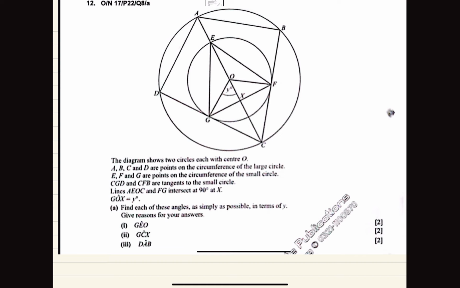So this diagram shows two circles, each with center O. Okay, there are two circles with center O, right? And A, B, C, D are points on the circumference of the larger circle. E, F, G are points on the circumference of the small circle. Okay, E, F, G are on the small circle, right?